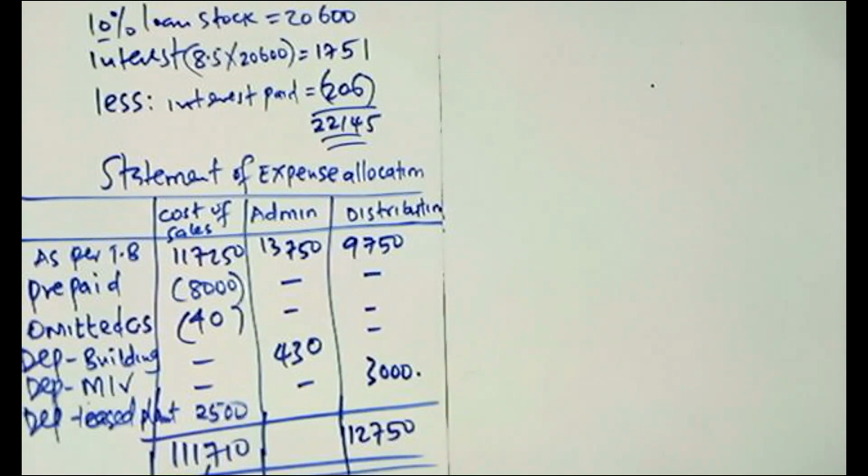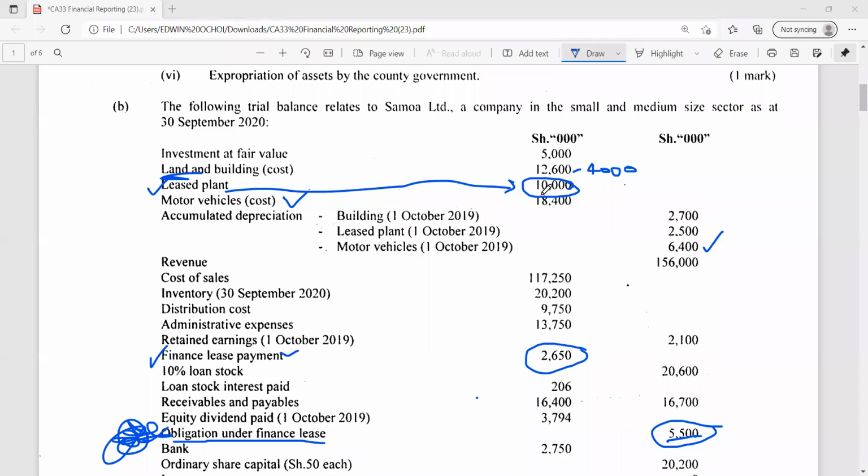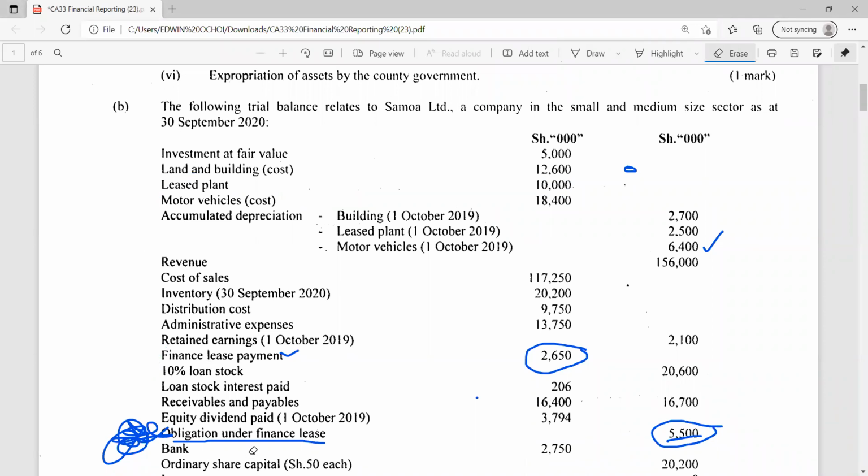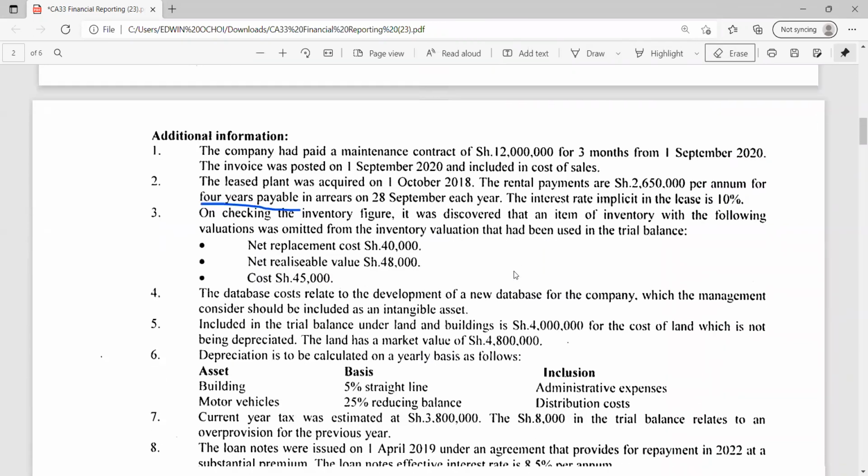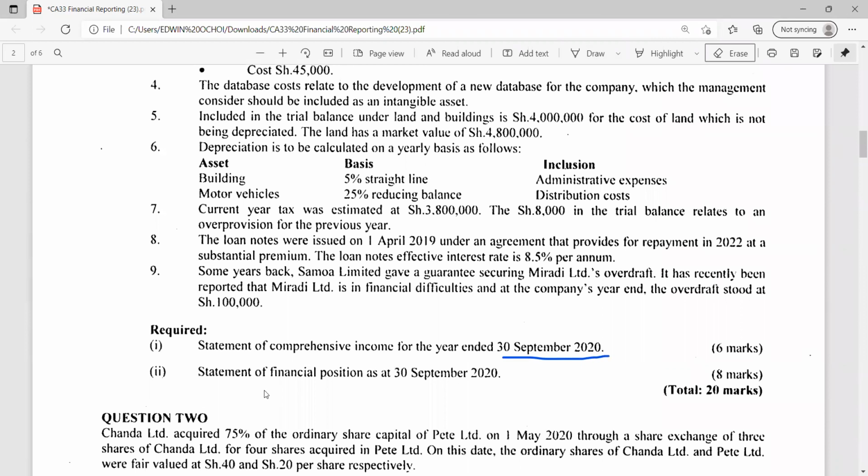There was one expense which I was supposed to classify there. I've just remembered that I was supposed to classify it under admin. So let me show you which expense that is. There was additional information, number 3, which we never captured.